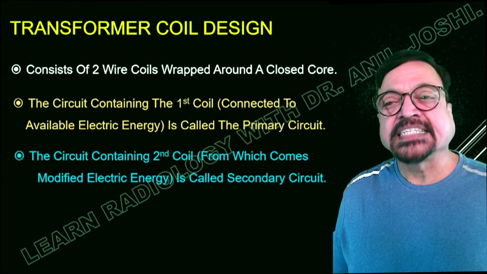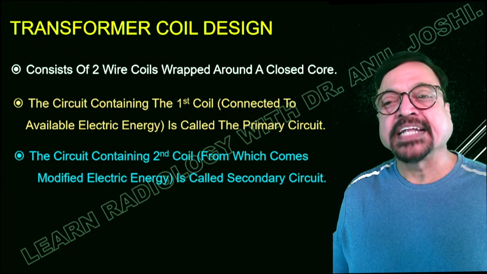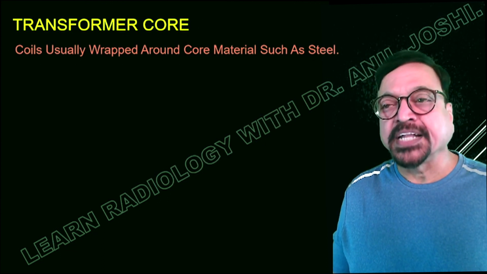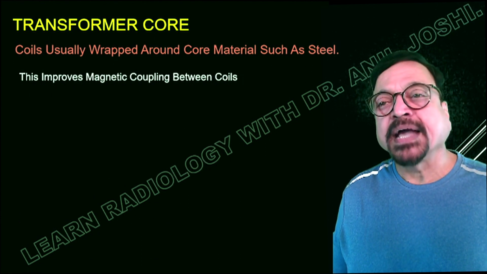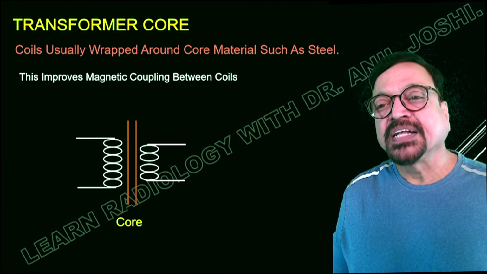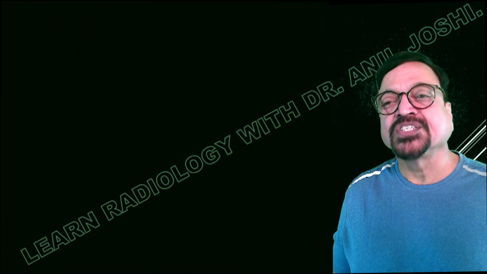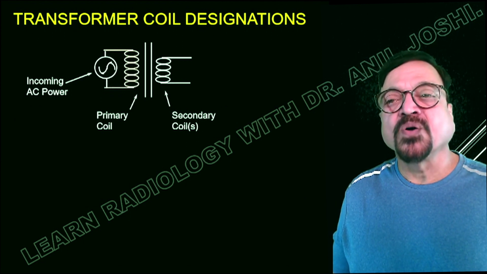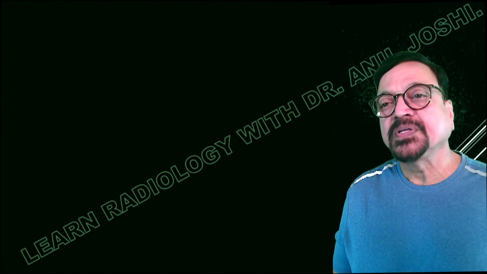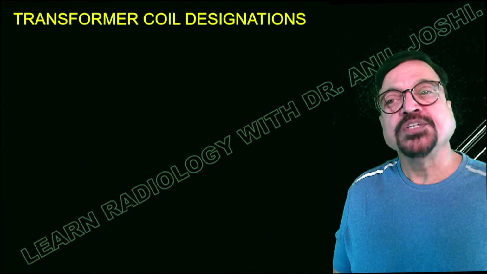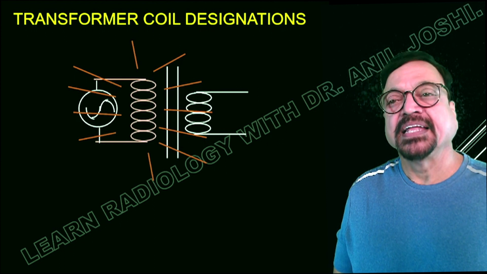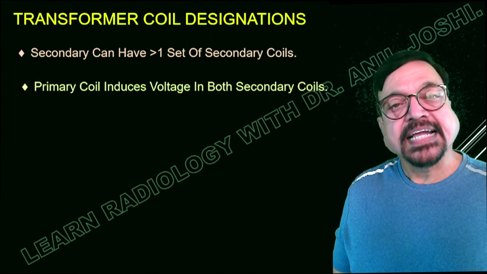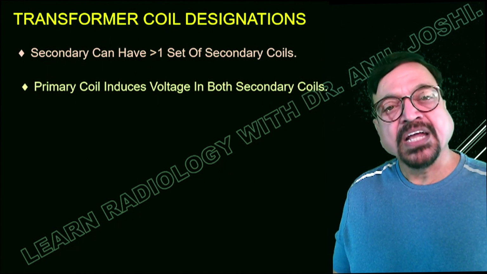The circuit containing the second coil, from which comes the modified electric energy, is called the secondary coil. The coil is usually wrapped around a core material such as steel. This improves magnetic coupling between the coils. The core is shown by the red lines. Now incoming AC power, you are seeing a primary coil, then a core, and then there is a secondary. So primary is the one to which you apply an electric supply, and secondary is the one which gives you the desired output. The secondary coil can have either one set or more than one set.